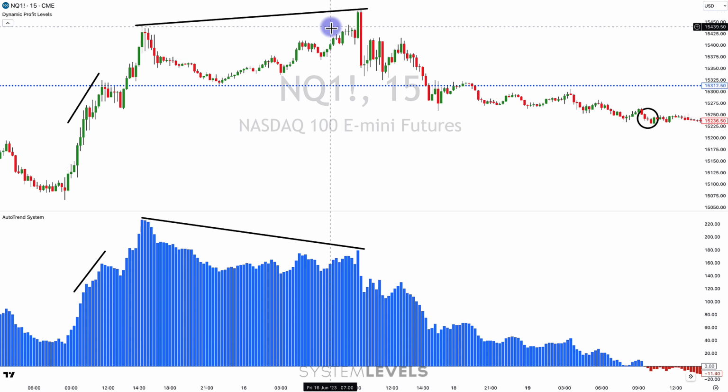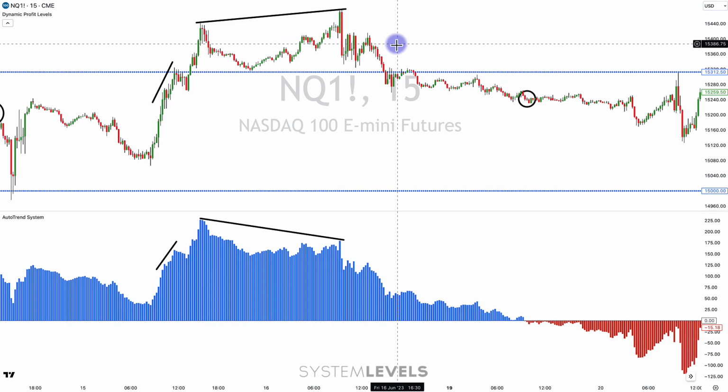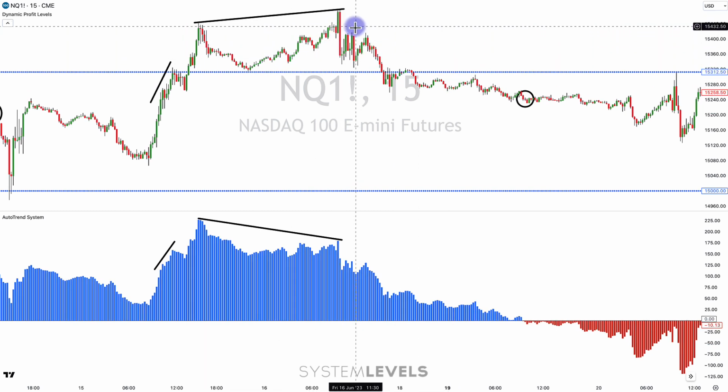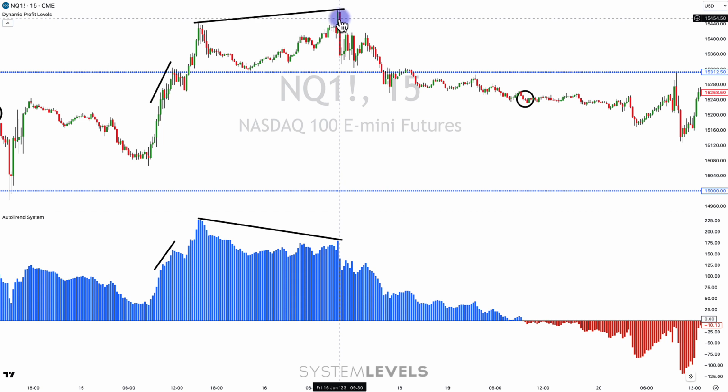So that's basically a whole other area that I don't have the time to go into right now. Maybe in a future video we can discuss that. But that's basically another reason why these moves can be so reliable and so powerful when you observe them. Okay, so that's one divergence to the downside.